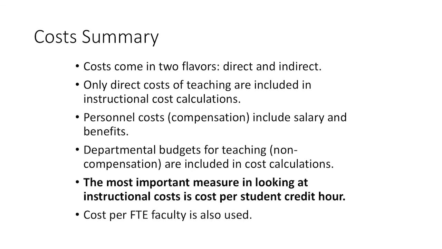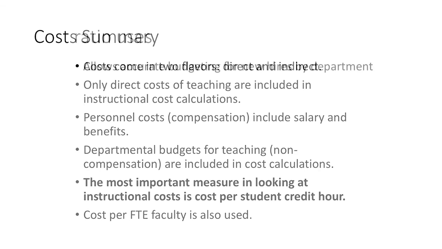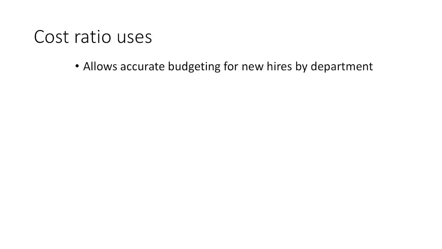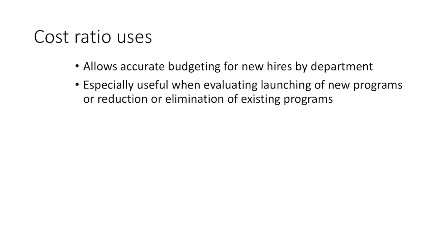It's also the case that we do talk about cost per FTE faculty, and that's helpful not usually for public conversations, but it is helpful for budgeting and managing. As I said, these ratios help for accurate budgeting for hiring in a department. They're especially useful when evaluating a new program or for reducing or eliminating a program. So if you're in budget cutting territory, you can look at instructional cost and you can say, okay, if we cut faculty, this is likely what we'll be able to save.